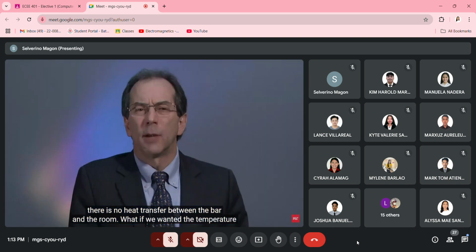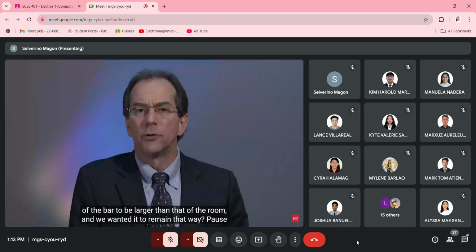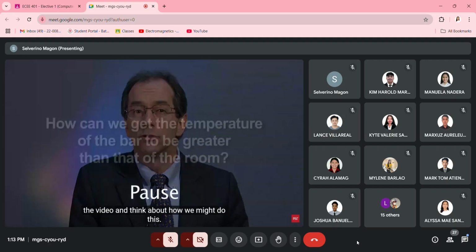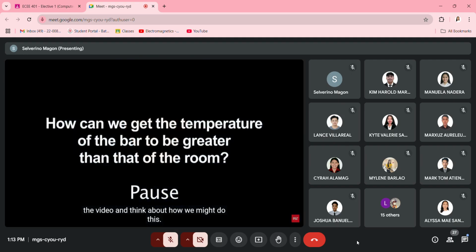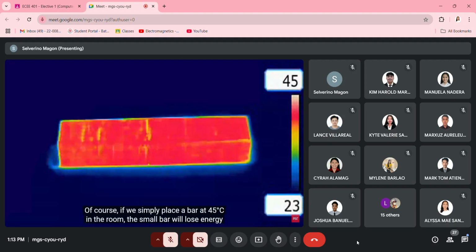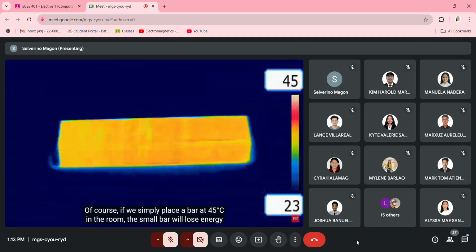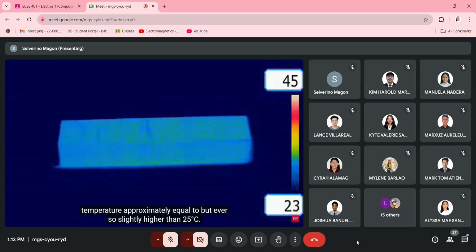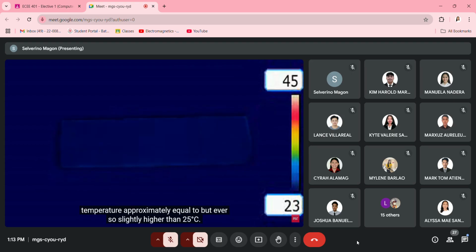What if we wanted the temperature of the bar to be larger than that of the room, and we wanted it to remain that way? Pause the video and think about how we might do this. Of course, if we simply place a bar at 45 degrees Celsius in the room, the small bar will lose energy to the large room until both the bar and the room are once again at thermal equilibrium at a temperature approximately equal to, but ever so slightly higher than 25 degrees Celsius.